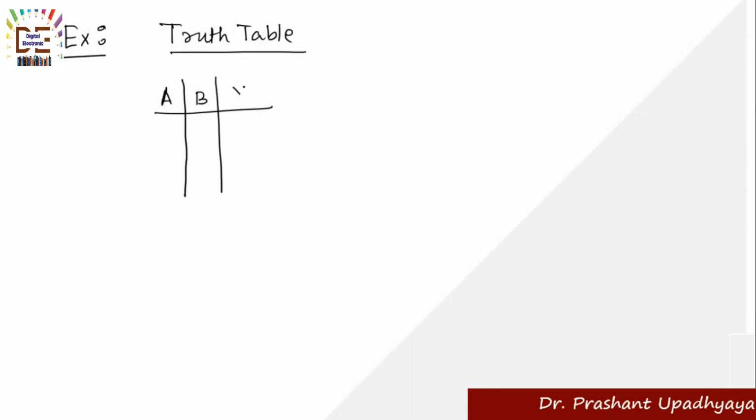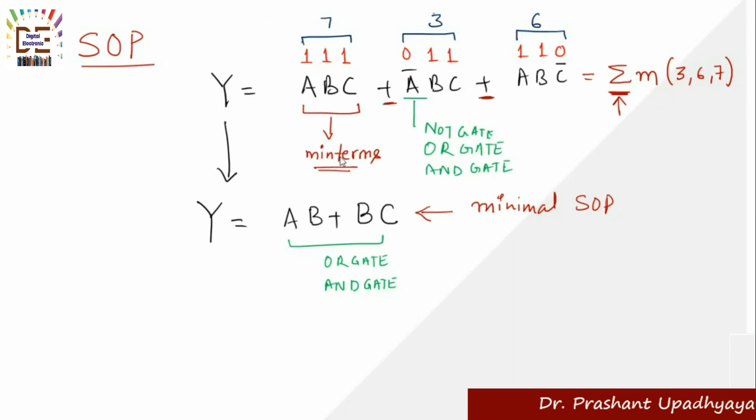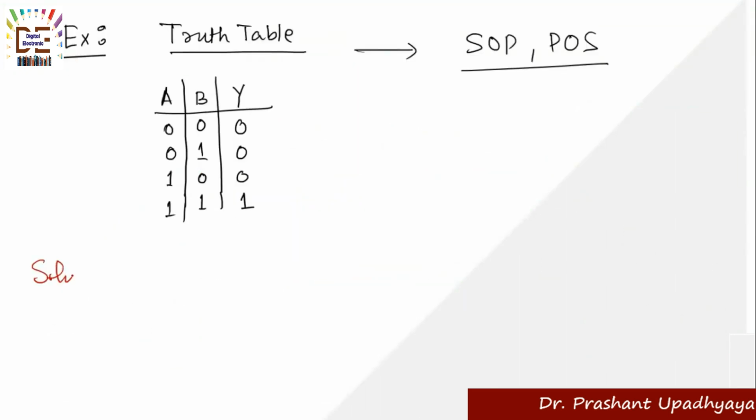I am writing a function of A and B, a truth table, in which I have A, I have B, and I have the output Y. 0, 1, 0, 1, 0, 0, 1, 1. And suppose my output was like this: 0, 0, 0, 1. Don't consider it as a gate; consider that this is some example given to you. This is some truth table which is given to you. If I ask you to write the expression in the SOP form, and you have to write it in the form of POS, what will be the solution?